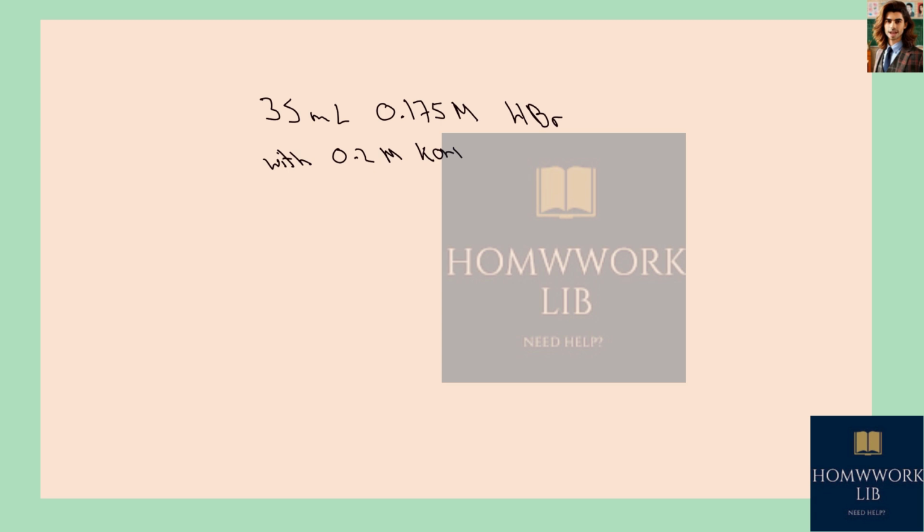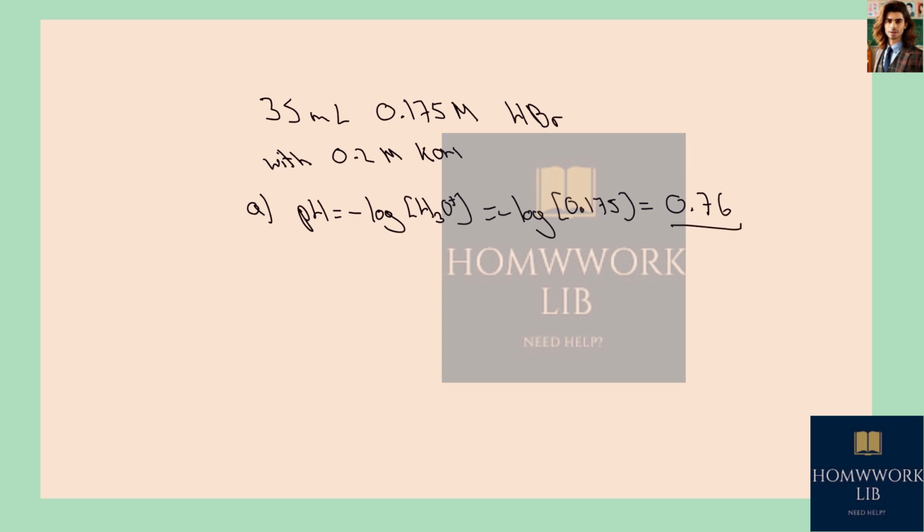potassium hydroxide. So for part A, the initial pH is simply the concentration of H plus in HBr, of hydronium ion. The pH at the beginning, it doesn't matter the volume that we have, is the concentration of H3O plus. This is a strong acid, so it dissociates completely, giving us a value of 0.76, rounded to 2 decimal points.